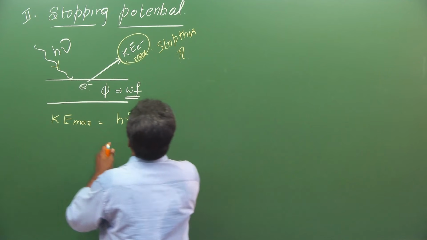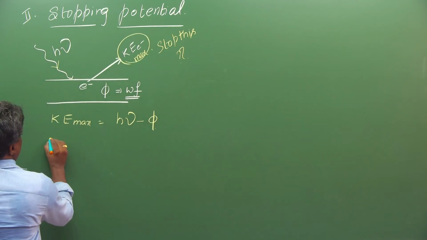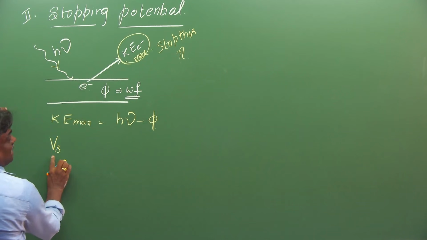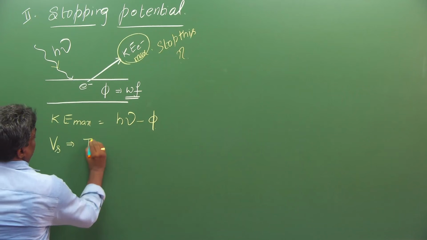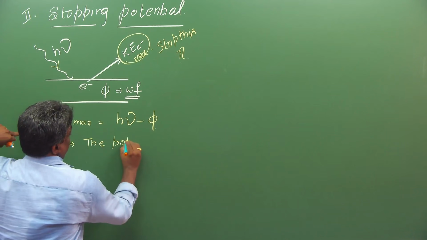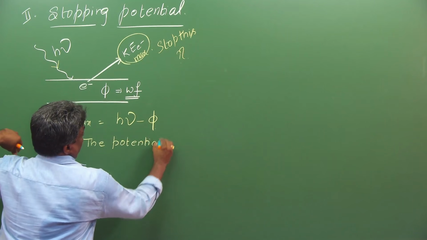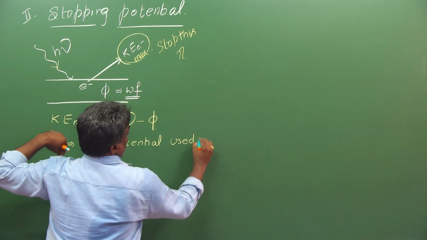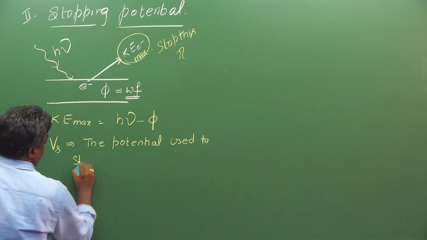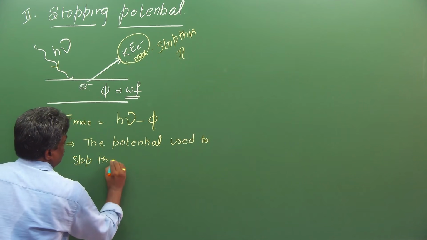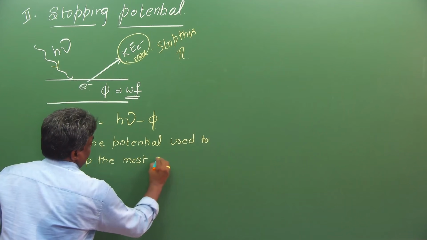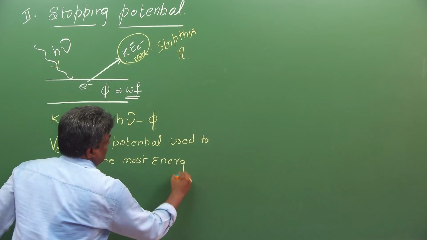Wait a minute. So I hope you understand the definition. Stopping potential is defined as Vs, the potential used to stop the most energetic electron.